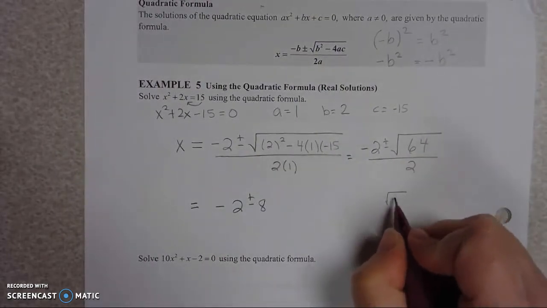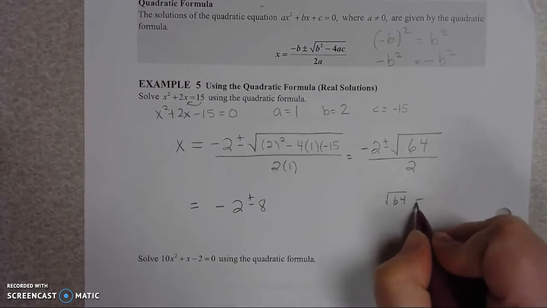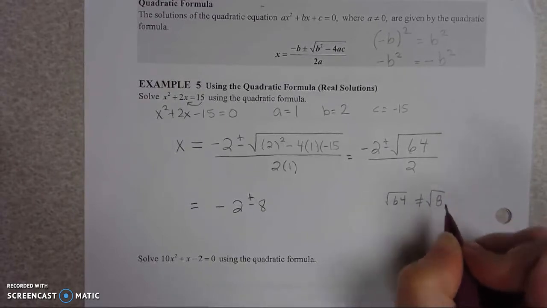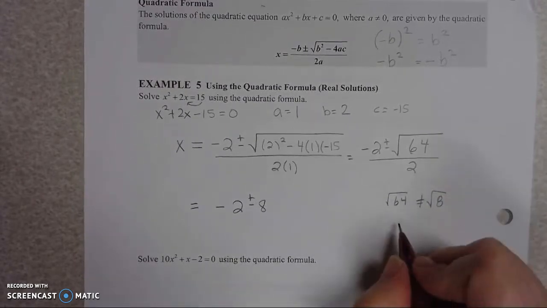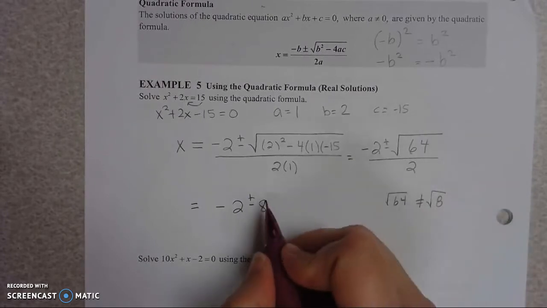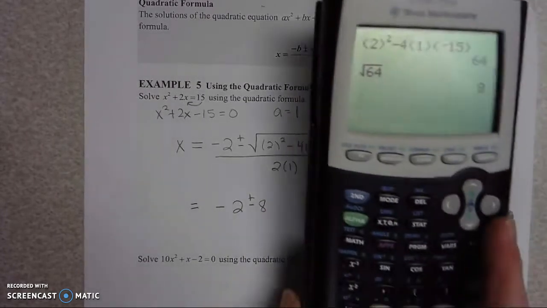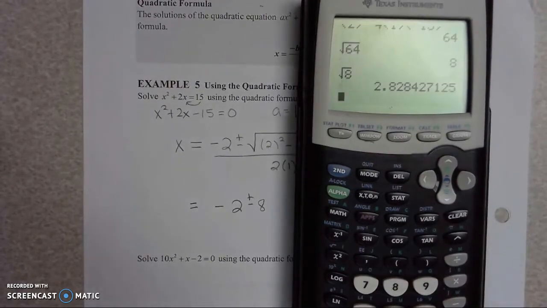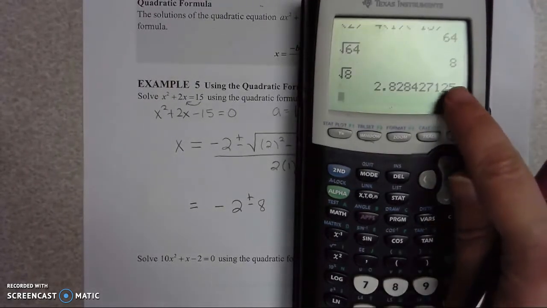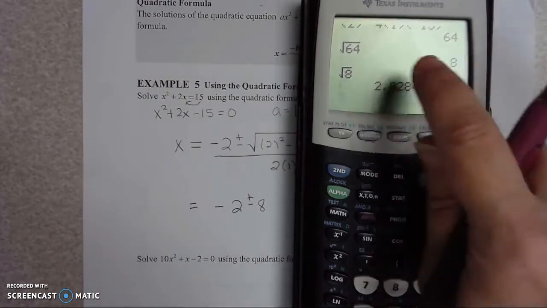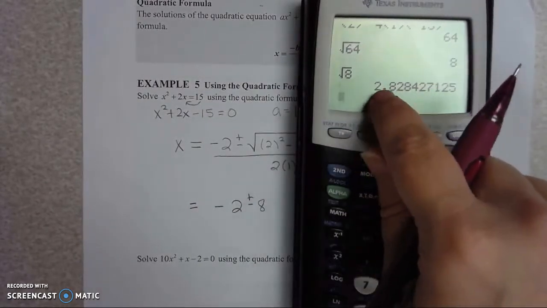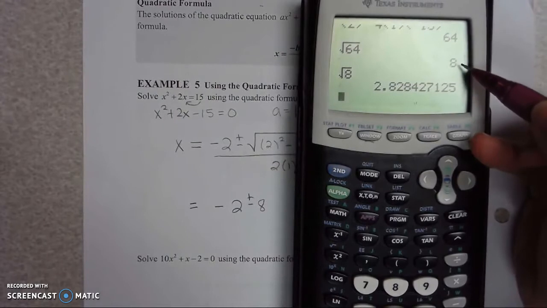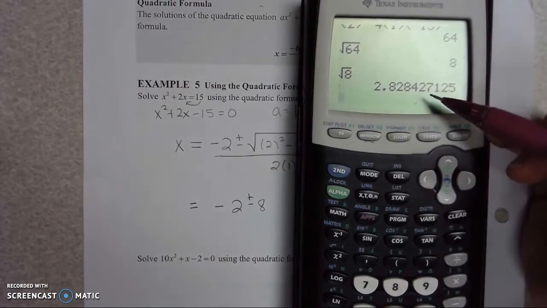Alright, the square root of 64 does not equal the square root of 8. When I take the square root of 64, I get 8. So look at the difference. Here's the square root of 8. That is not the same thing as 8. Notice these two things are not equal. The square root of 64 is simply the number 8. The square root of 8 is 2 point something something something.